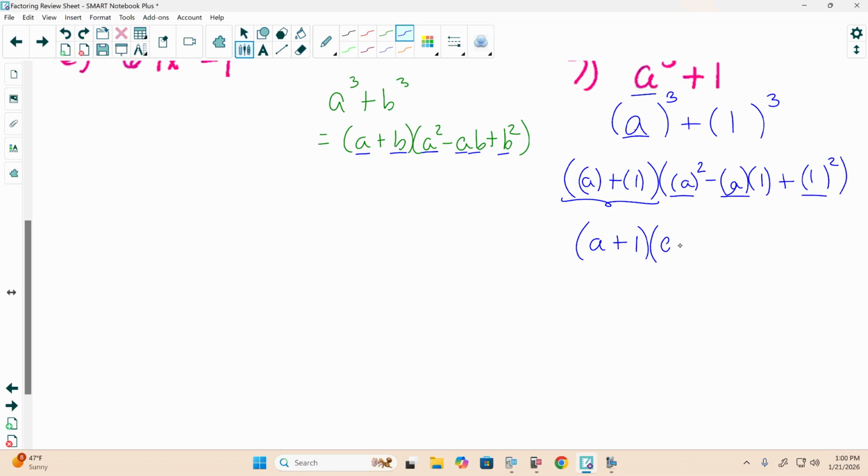A squared, A times A as well, A squared. If there was a number with it, 2A, I have to square both the 2 and A. 2A times 2A would be 4A squared. Minus A times 1 is A. Plus 1 squared. 1 times 1 is 1. And that's it.